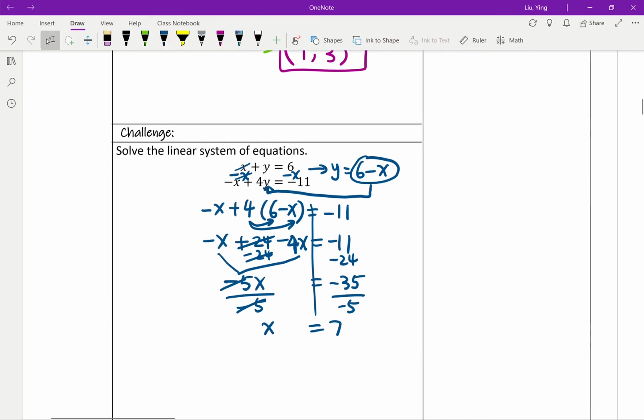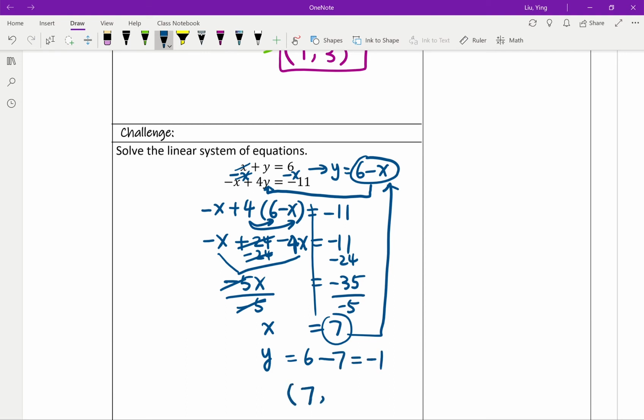And then we'll do the same thing. Plug the x back in the expression for y to find y. So y equals 6 minus 7, which is negative 1. So the answer here is 7, negative 1. And again, you can check your answers.